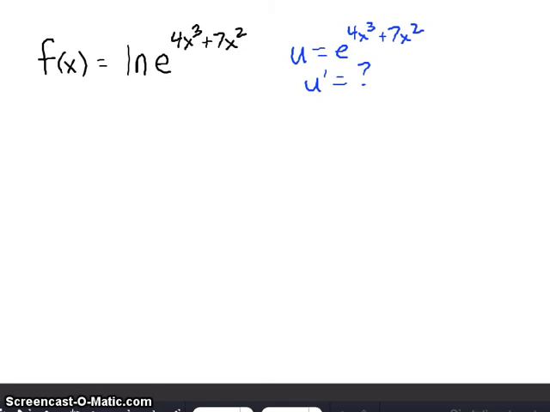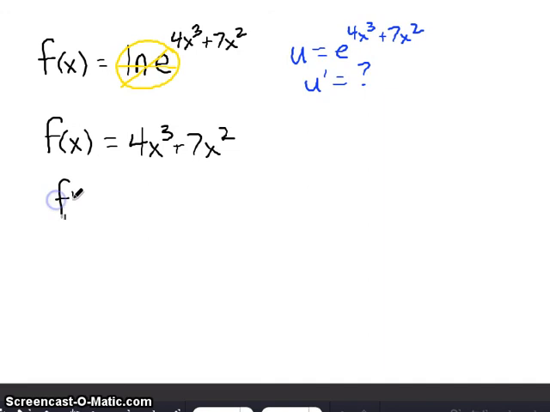But we need to remember what we learned in pre-cal. Whenever we take the natural log of e, those are going to undo each other. So we can simplify this function, and say that f of x is simply 4x to the third plus 7x squared, and that is just your simple power rule problem. And we'll get 12x squared plus 14x. So always look for places where your natural log and your e are going to be able to cancel out, and that'll make your problems really, really easy.